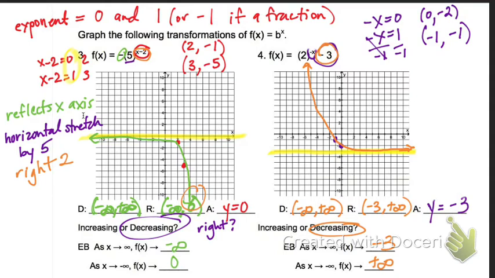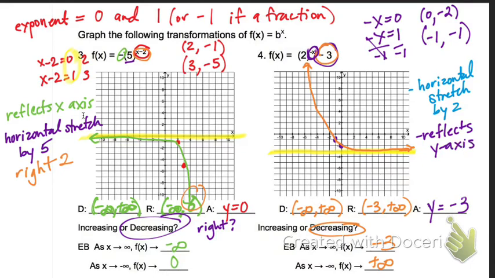Okay, number 4, transformations. What does the 2 tell me? Horizontal stretch. What does the negative x tell me in the exponent? Reflects over the y-axis. Because if you have a negative exponent, it reflects over the y-axis. But it doesn't shift left or right, because there's no number next to it. And what does the minus 3 mean? Down 3. Good.